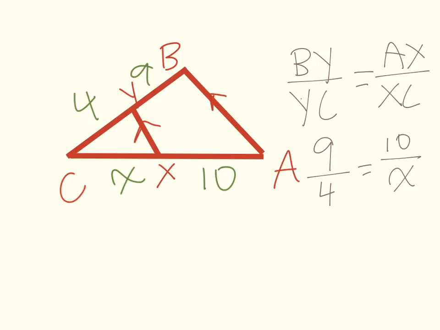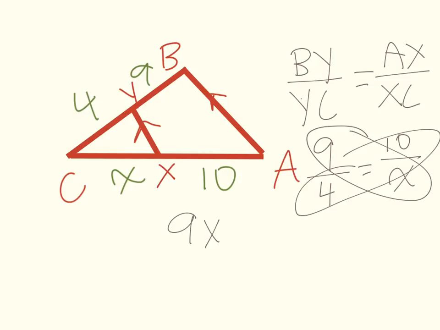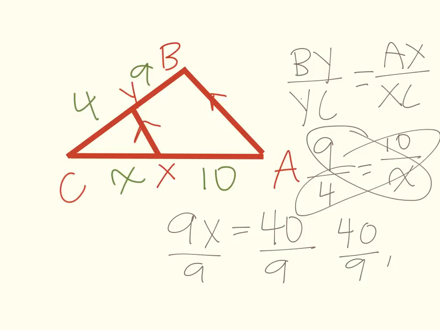Okay, so remember how we solve our proportions. We're going to cross multiply, and we get 9x equals 40. Then to solve for x, we would divide both sides by 9. And to get your answer, you can either leave that as 40 over 9, or you could see that it's 4.4 repeating. So there you go. That's how you would use our triangle proportionality theorem.